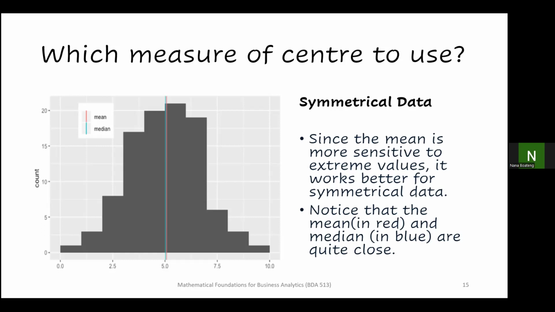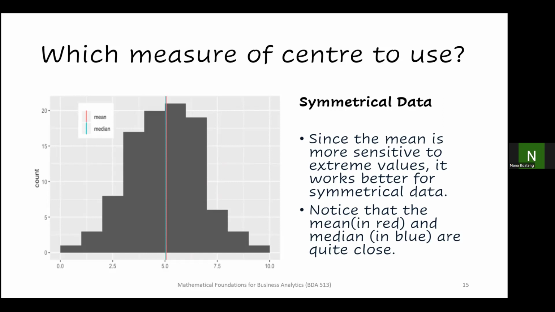Since the mean is more sensitive to extreme values, it works better for symmetrical data. So if you have symmetrical data, or data that is normally distributed, then the mean is best to use as your measure of center. What about if you don't have symmetrical data?